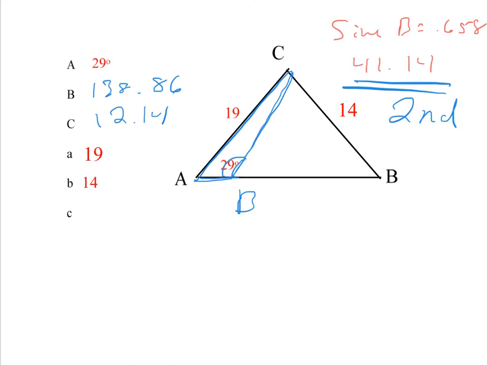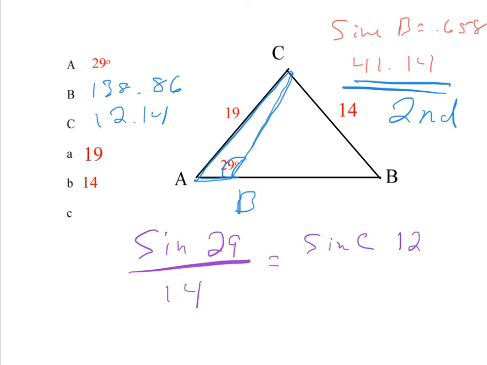I'll do it in purple. I'm going to do sine of A, which is 29, over 14, that's little a, is equal to the sine of C, which now, in this case, is 12.14, over little c. So go ahead and cross multiply. You're doing the work now. We're doing sine of 12.14 times 14 divided by sine of 29, right?